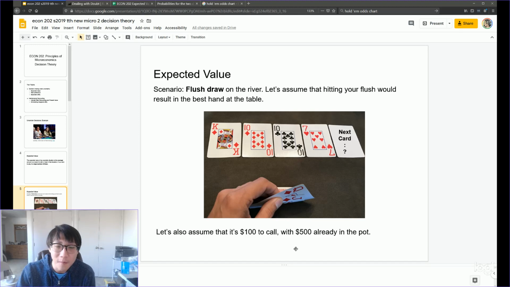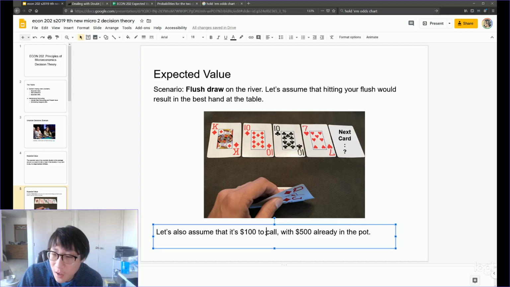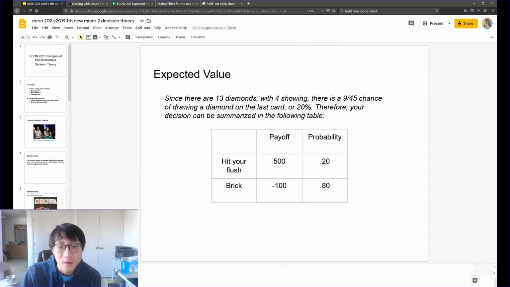And let's also assume that it's 100 to call. That is, you have to pay $100 to stay in the hand, and there's already $500 in the pot, meaning that you could potentially win $500. As they talked about the odds in the video, since there are 14 diamonds with 4 showing, there's a 9 out of 45 chance of drawing a diamond on the last card, or 20%. So you have a 20% chance of hitting that last diamond.